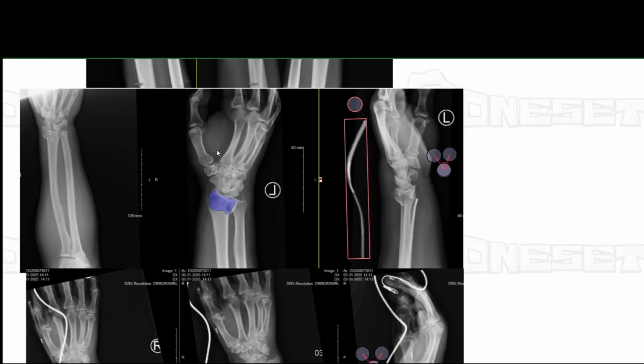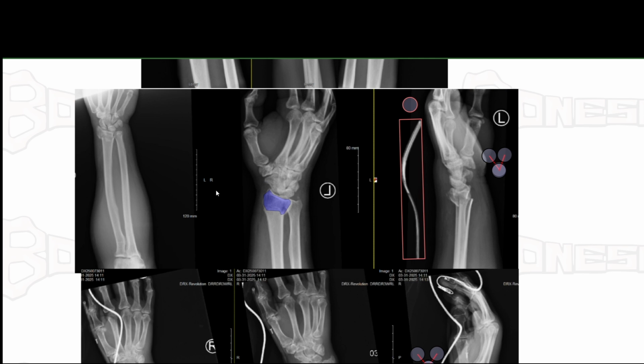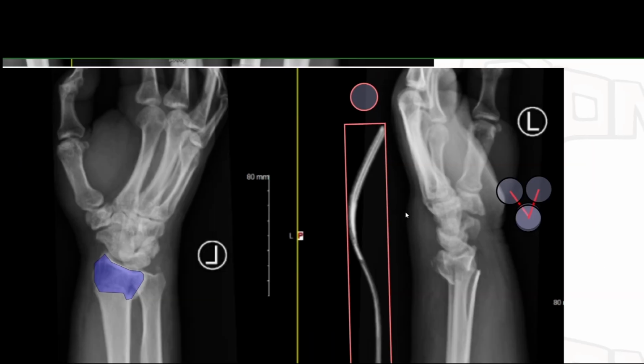So Colles fracture is by far the most common type, accounting for approximately 60 to 70% of all distal radius fractures. It typically results from a fall on an outstretched, extended wrist, leading to dorsal angulation and displacement of the distal radius, the classic dinner fork deformity.